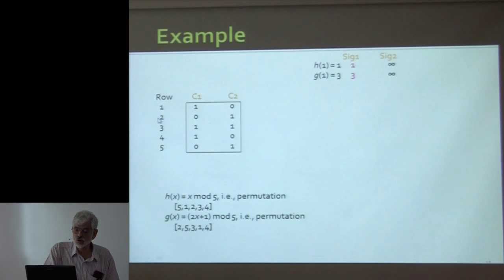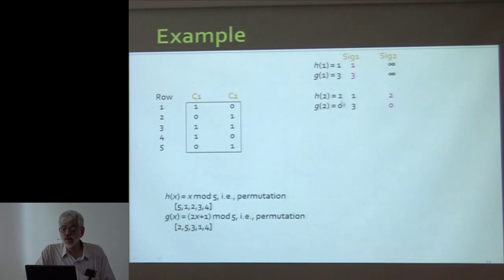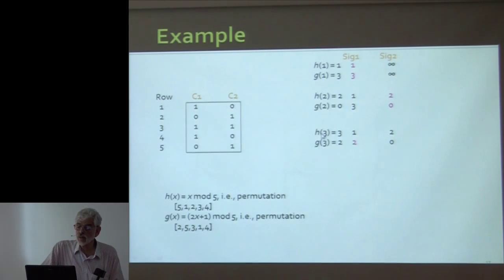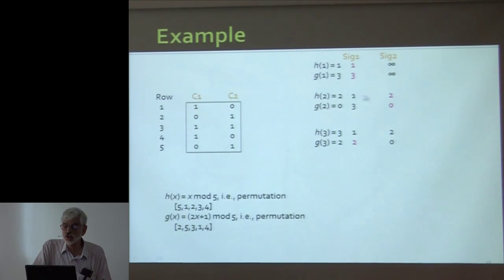Now I'm going to move on to row 2, and here are the hash values, 2 and 0. For row 2, I only have a 1 in column 2, so those two hash values, 2 and 0, get put in the slots for signature 2. Now I go to row 3. Here are the hash values. Now both columns have a 1, so I can change either. I could change either position to 3, which is h of 3, but I already have 1 and 2, and those are smaller than 3, so I leave them alone. But for g, I could change the value to 2.